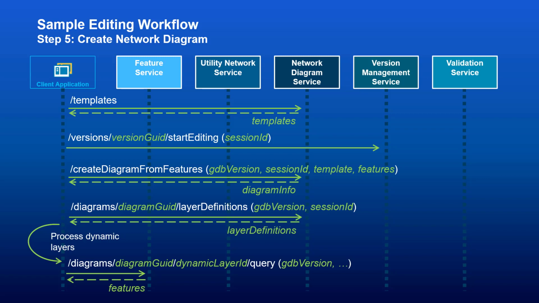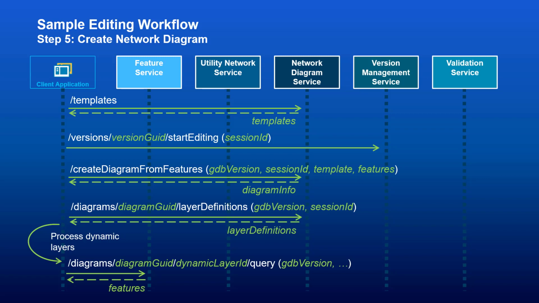So this will return to you a diagram info object, which basically contains all the information about the diagram that you've created. So with that diagram ID that you got, the diagram GUID, you can then go to the endpoint, so diagram slash diagram GUID, and you can get the layer definitions. So all the different layers from that diagram will be returned.